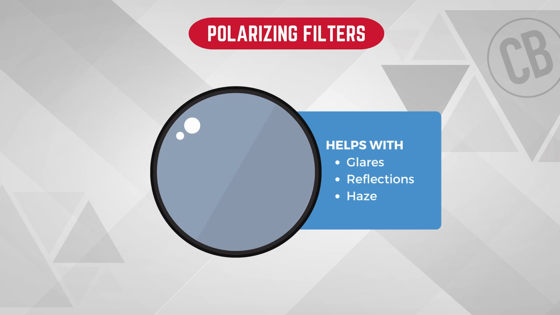So, what is a polarizer? A polarizer is a filter that you can attach onto the front of your lens, and they can be useful for different situations, like removing glare, or haze, or bright reflections, and they can even add some contrast to your photos as well. To understand how your polarizer works, it's important to know what polarized light is.